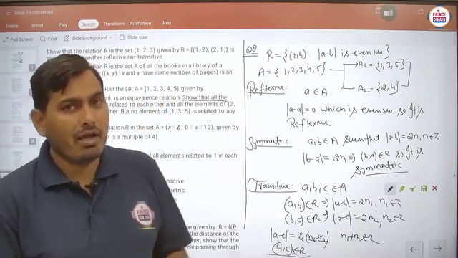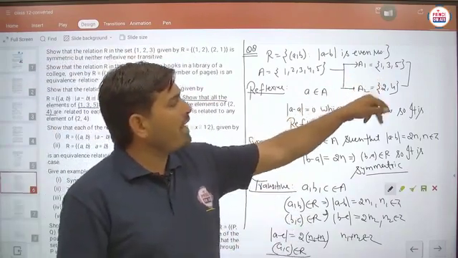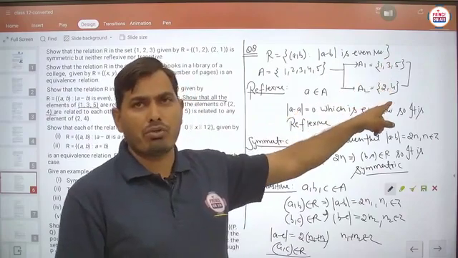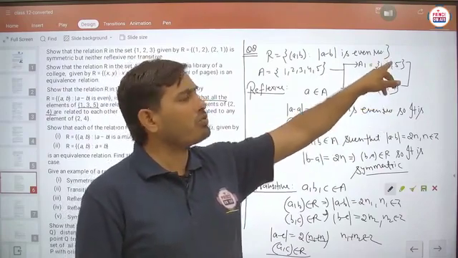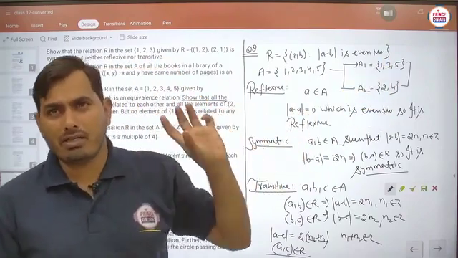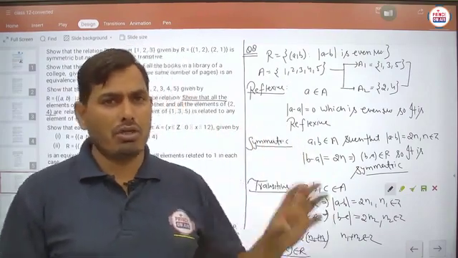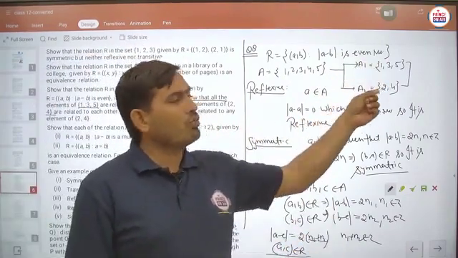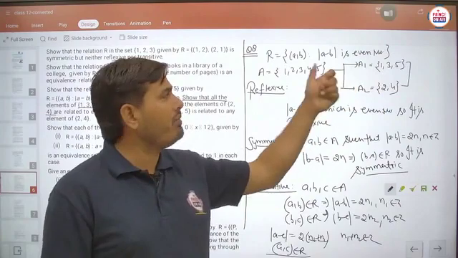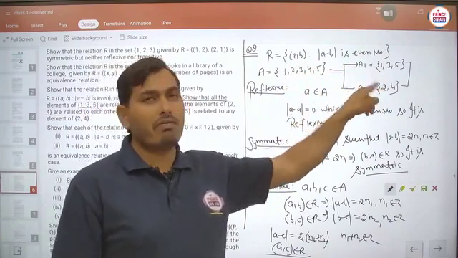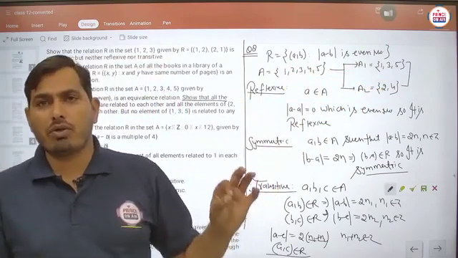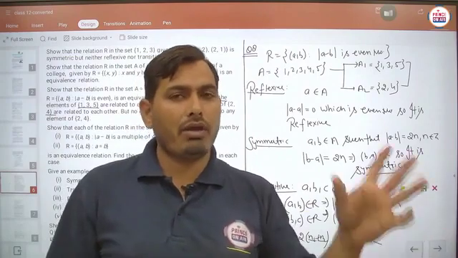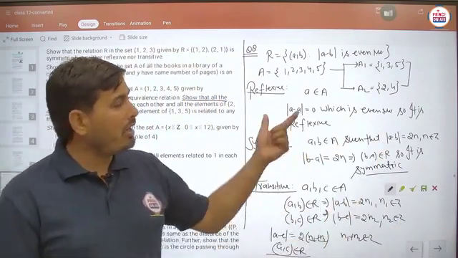You can say that no element of this particular part is related to this part, and no element of this part is to be related to this part. You can easily observe this part. So these types of classes are said to be the equivalence classes. Their union will be equal to A, and their intersection will be equal to phi. All these things we have to describe in the theory part when we have to read about the equivalence classes.